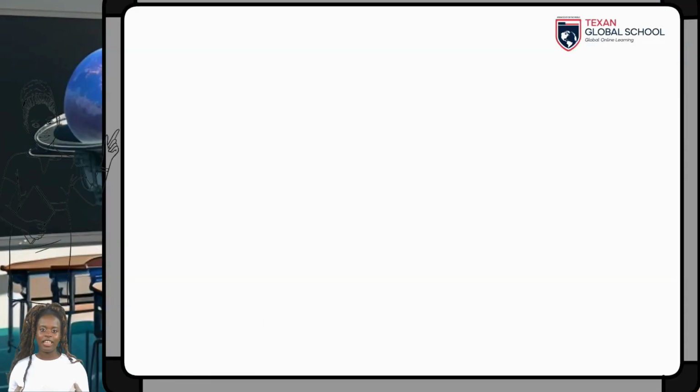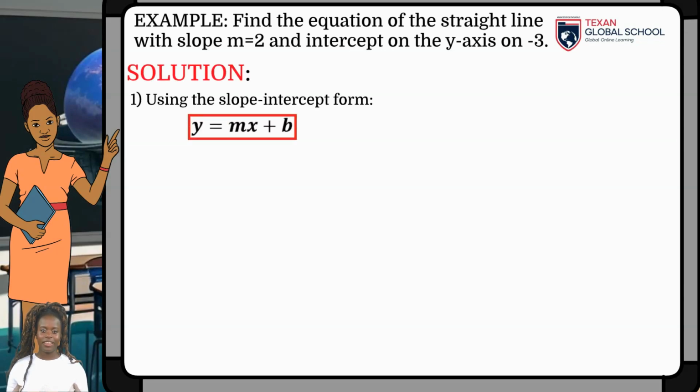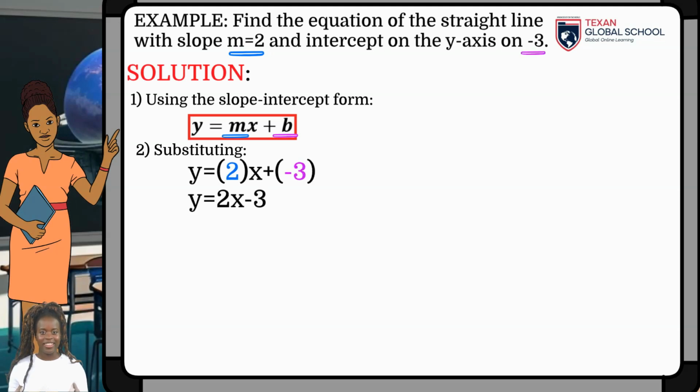Let's look at a first example. Find the equation of the straight line with slope m equals 2 and intercept on the y-axis b equal to -3. We can directly obtain the equation of the line with these two elements. By substituting in the derived formula, results that y equals 2 times x plus -3. When developing, results the equation of the straight line y equals 2x minus 3.